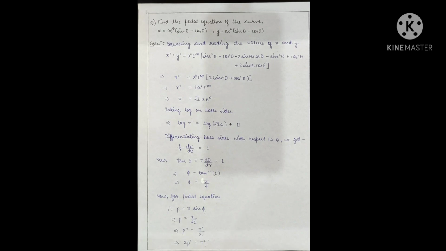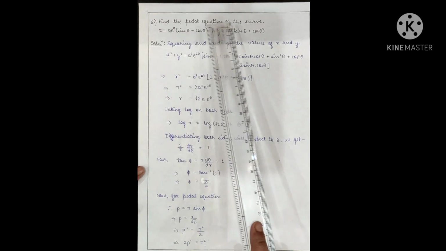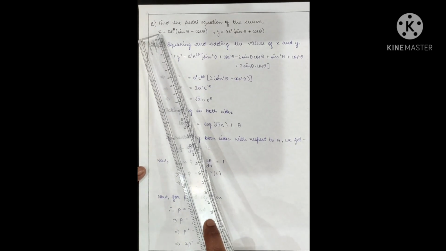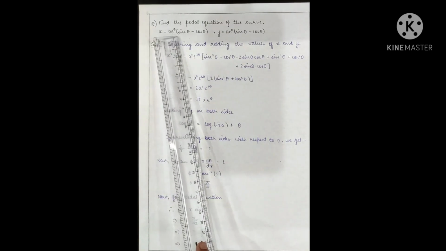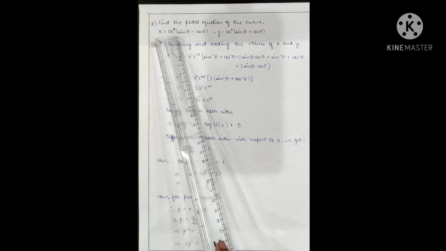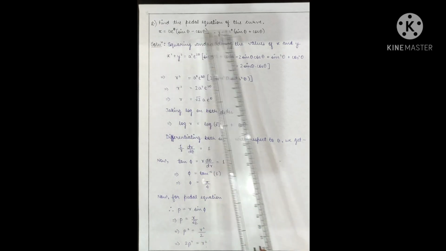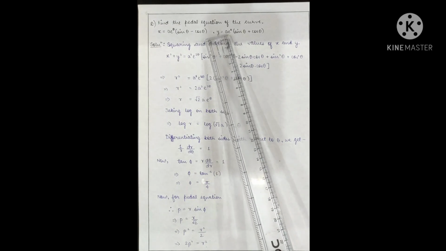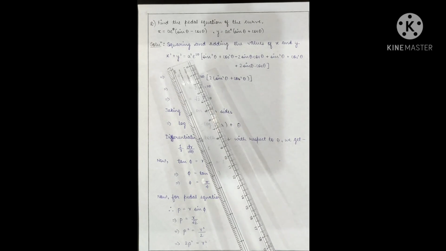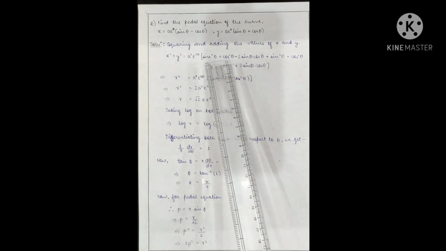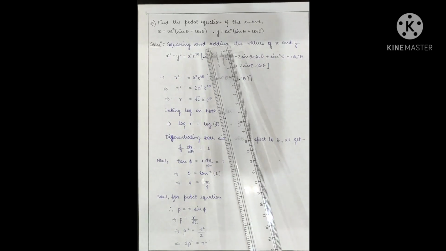Now the second question is, we have to find the pedal equation of the curve and we are provided with x and y values. So x is a into e to the power theta into (sin theta minus cos theta), and y's value is a into e to the power theta into (sin theta plus cos theta). So here's the solution. Firstly we will square these values and add these values of x and y.